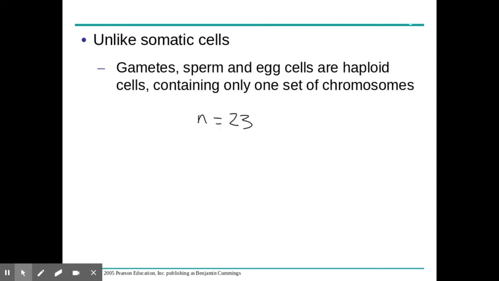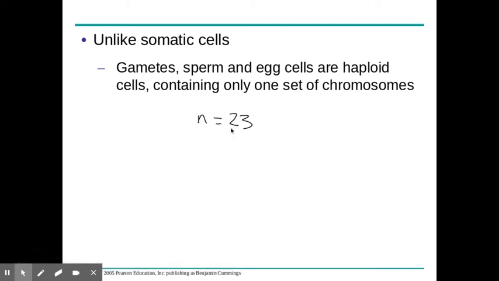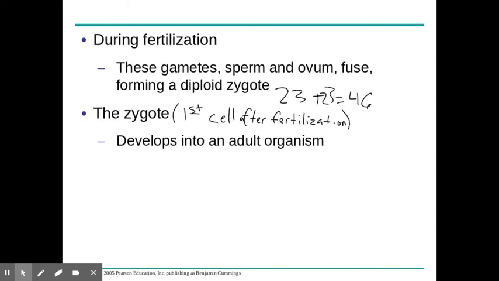Unlike somatic cells, the gametes then would be considered haploid. Haploid is N equals 23. Again, N is that one set of chromosomes, this time for 23 total. They only contain one set. For humans, again, that's 23. So during fertilization, the gametes, the sperm and the egg, would come together and reestablish that diploid zygote. Zygote is simply the first cell formed after fertilization, as it says here. So 23 from the sperm, 23 from the ovum or the egg, would reestablish that diploid organism of 46.